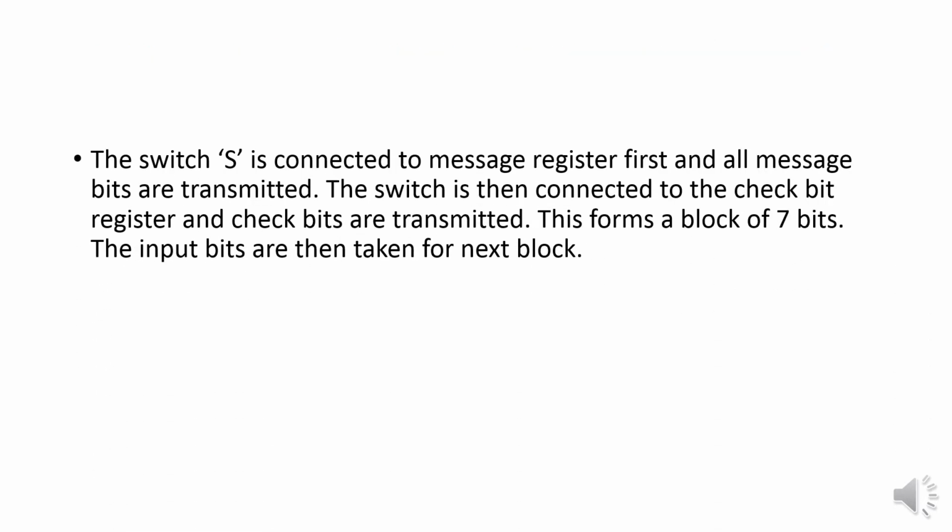The switch S is connected to the message register. First all the message bits are transmitted. The switch is then connected to the check bit register and the check bits are transmitted. This forms a block of 7 bits. The next bits are then taken for the next block.